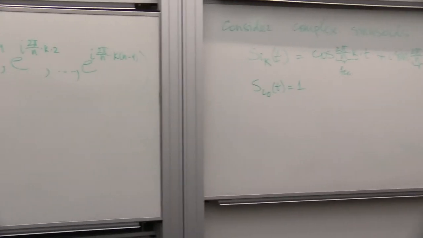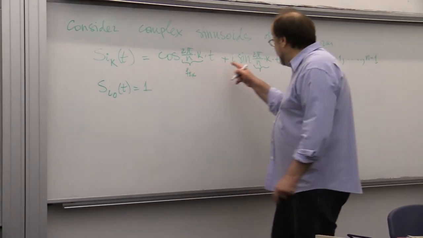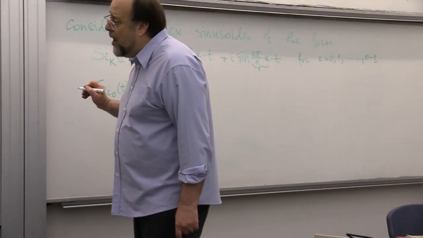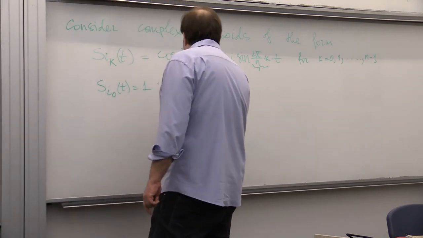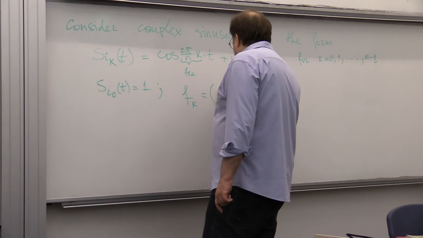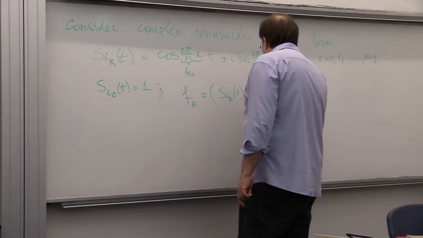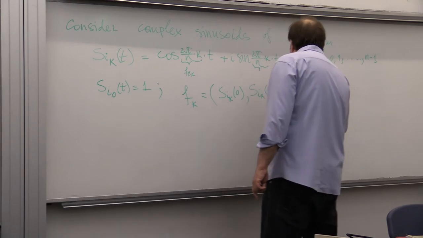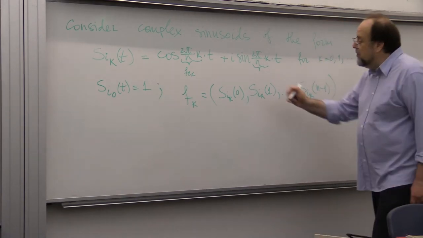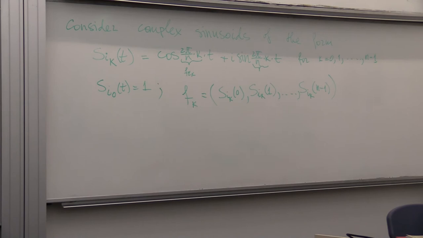And now notice that this basis vector is nothing but the set of samples of these functions on integers. So we now have that f k is equal simply to Si k at 0, Si k at 1, all the way to Si k at n minus 1. Because if you substitute the integers here, you will precisely get these.